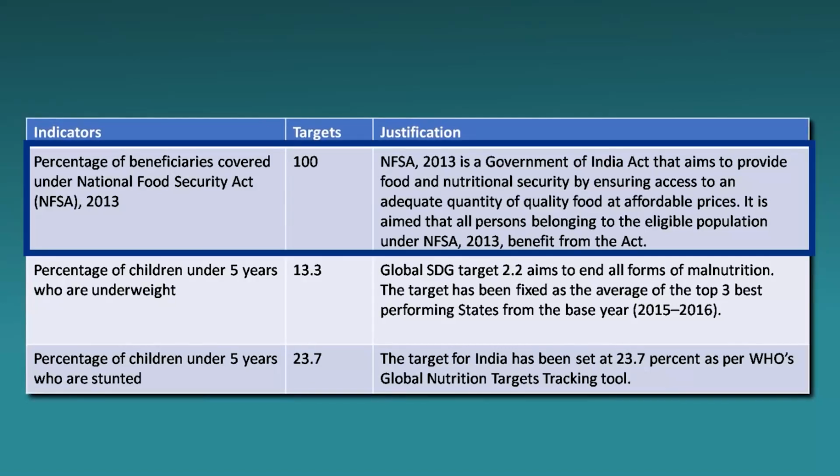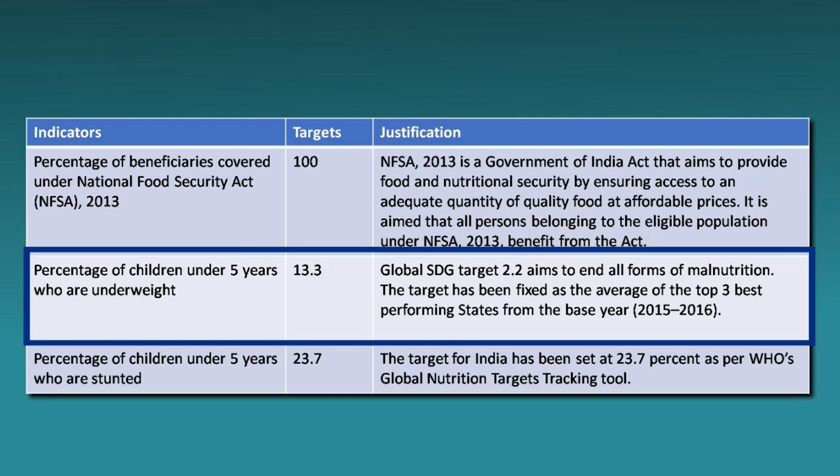We have the National Food Security Act, as I mentioned, and we know that our target is to achieve 100% of the population having this benefit, to provide food and nutrition security to all. Then, when we talk about global indicators of children under 5 years who are underweight, our target is 13.3%, as our global target is to end all forms of malnutrition. Why are we fixing 13.3? It is fixed as the average of the top three best performing states from the base year 2015-2016. That's why we are putting 13.3.